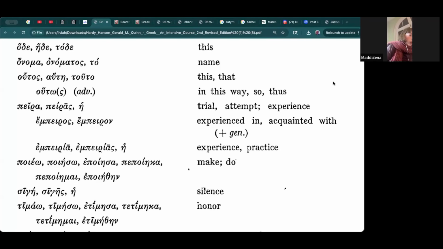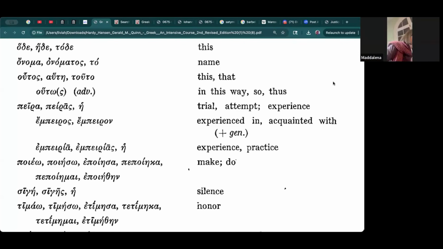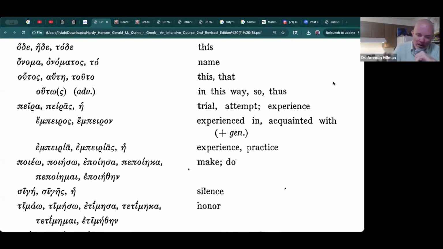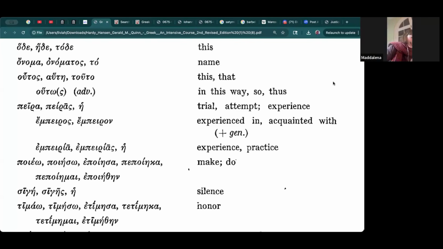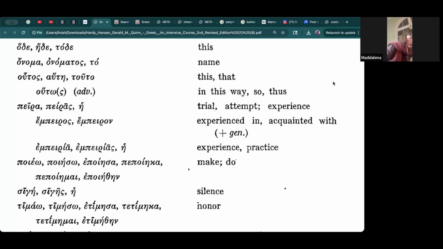Autos, aute, tuto. This or that. Yeah, houtos, haute. Notice it's got a rough breathing. Houtos. Okay. This or that. Look, make up your mind. Is it this or is it that? Right? Okay, good. So houto, and the adverb is in this way, so or thus.